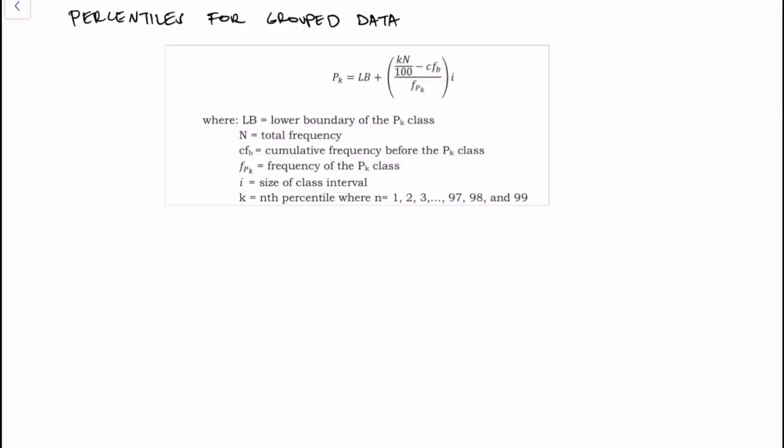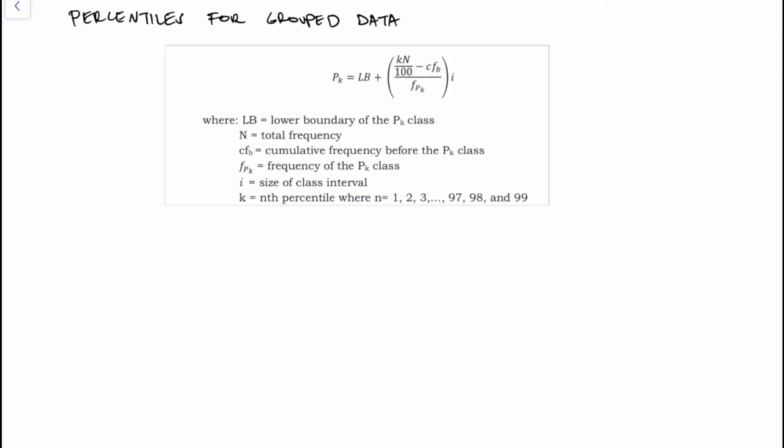In this video, I will be discussing percentiles for group data. Before we discuss how to solve the percentiles for group data, let us first define what percentiles are. Percentiles are values that divide a set of data into 100 equal groups. There are 99 percentiles, which are denoted by P1, P2, up to P99.